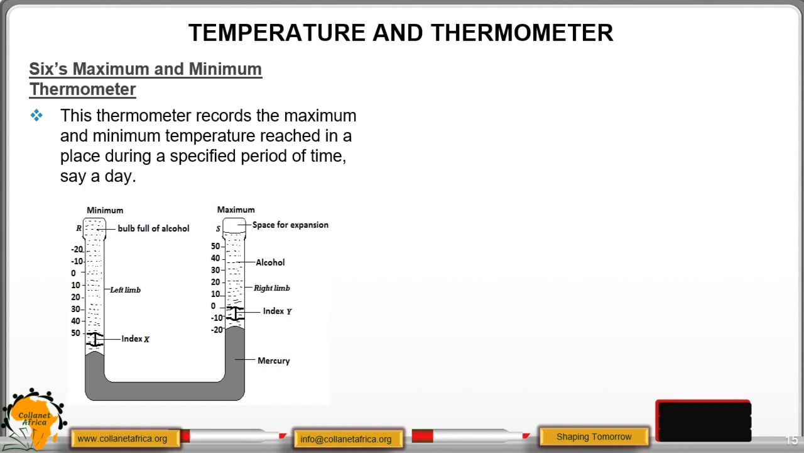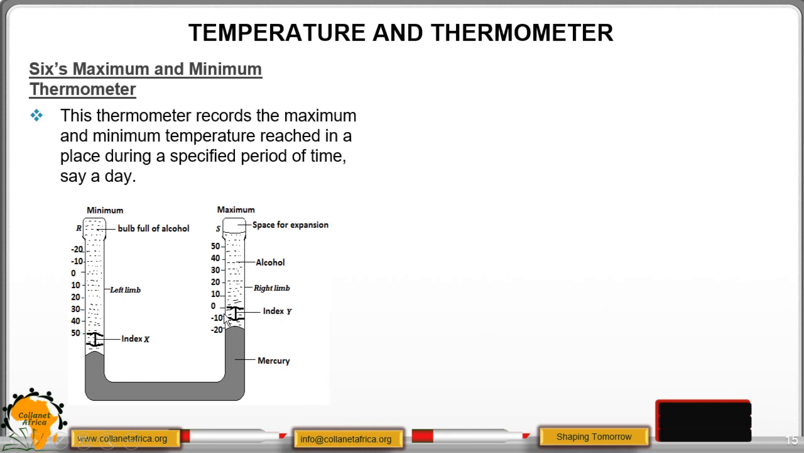From there we move to our last type of thermometer, that is Six's maximum and minimum thermometer. As you have seen in this diagram, it has two bulbs. This is R and this is S. R is filled with alcohol. Then we have index X. At the lower part we have mercury. In S, we have a space that we are calling the space of expansion. Again, it has alcohol, and it has index Y.